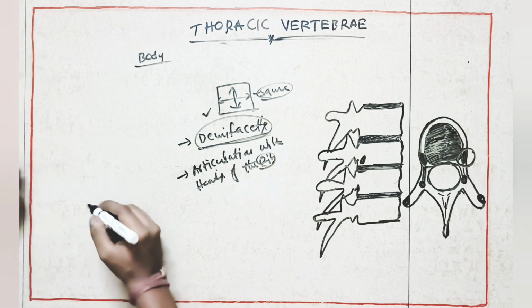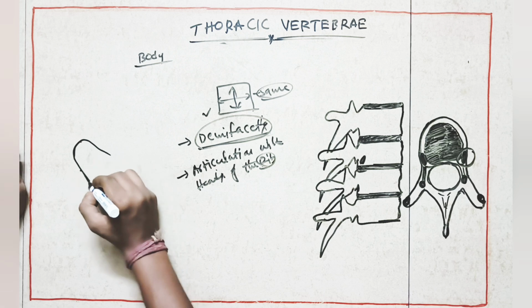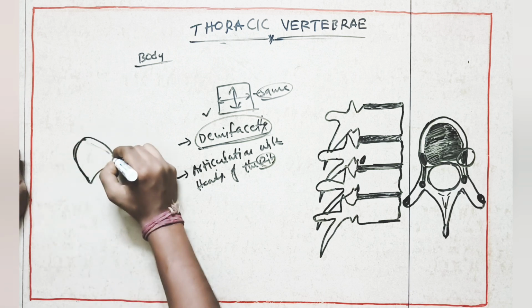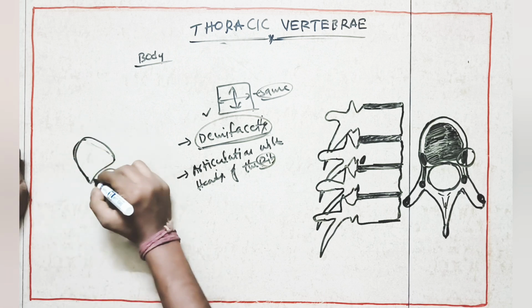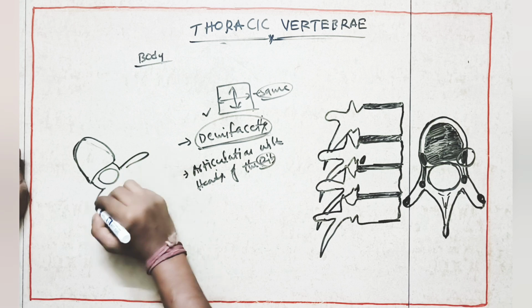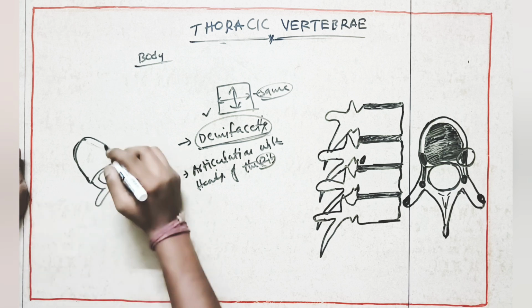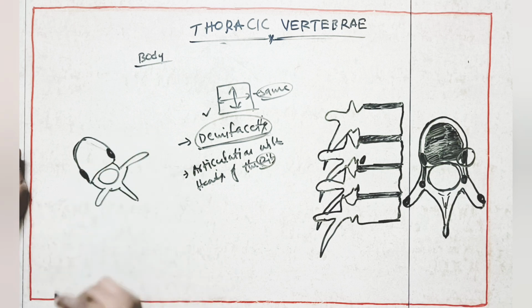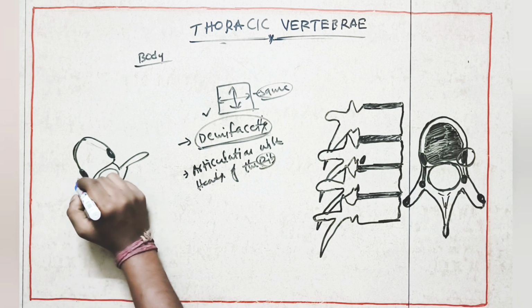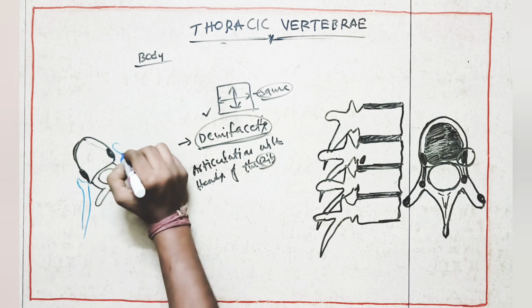Suppose here is a schematic diagram. This is the body of the vertebra. Here we'll have the vertebral canal, pedicle, then the transverse process, lamina and spinous process. Demifacets will be present here. Suppose we take a rib, how will the rib come? The head of the rib will come here, then the rib will run like this. Here also ribs will come like this.